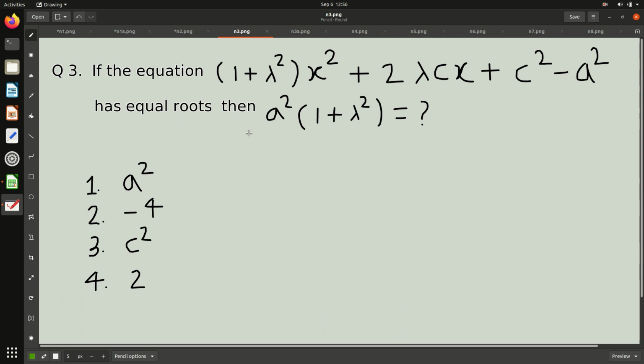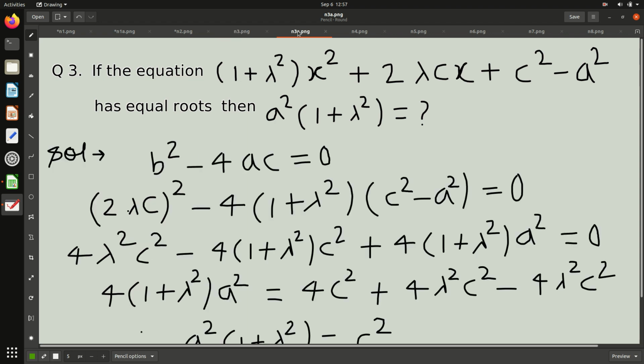So the next question is, if the equation, this and this, has equal roots, then we have to find the value of this, a square into 1 plus lambda square, and we have 4 options. Try it yourself. All of you know how to find the value of this. There is a formula that if we have equal roots, then I hope all of you know it, that whenever we have equal roots, then the discriminant is equal to 0.